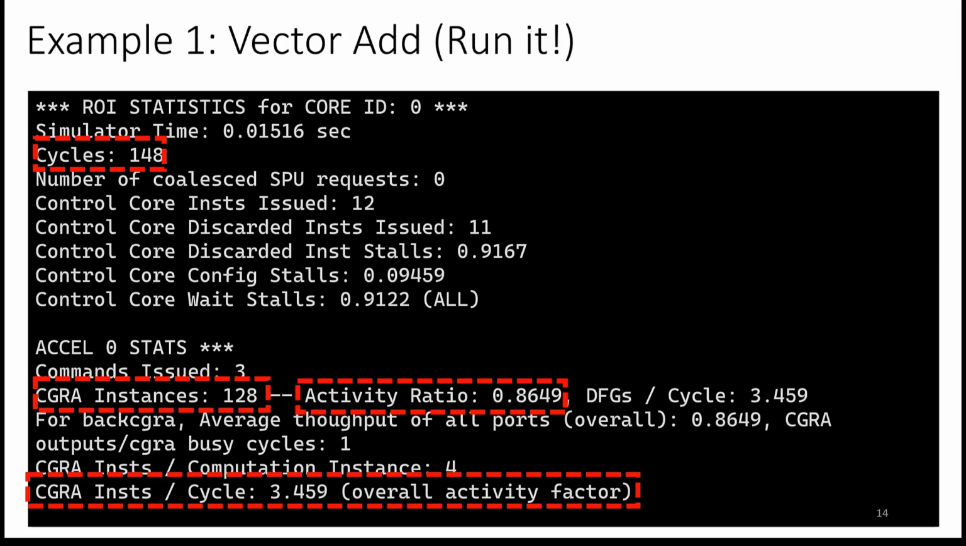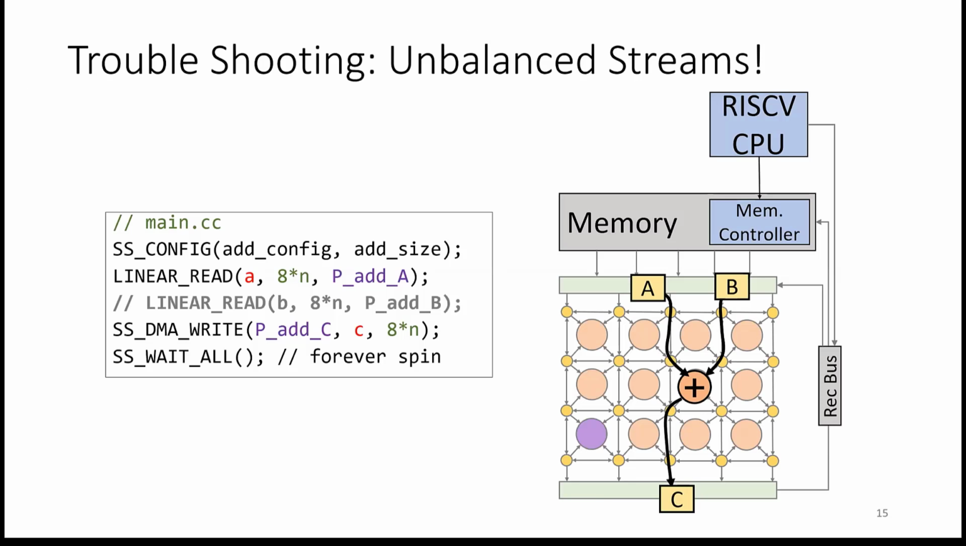So we are done with the vector addition, and next I will be talking about troubleshooting. When invoking the SS wait or the intrinsic, we made a very strong assumption on the data forwarded to each port. Typically, they are perfectly the same. So we forward N elements to port A, and we also forward N elements to port B. But sometimes, if you don't manage the memory access carefully, it's not true.